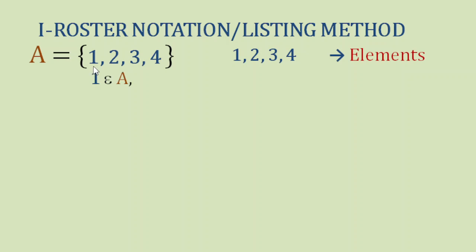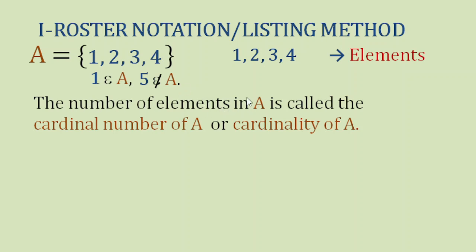Now we can say that 1 is an element of A, 2 is an element of A, 3 is an element of A, and 4 is an element of A. But 5 is not an element of A. The number of elements in A is called the cardinal number of A, or cardinality of A. This is our notation: small letter n, and then enclosed in parentheses A, which is the name of our set, equals 4. Why 4? Because this set has 4 elements.